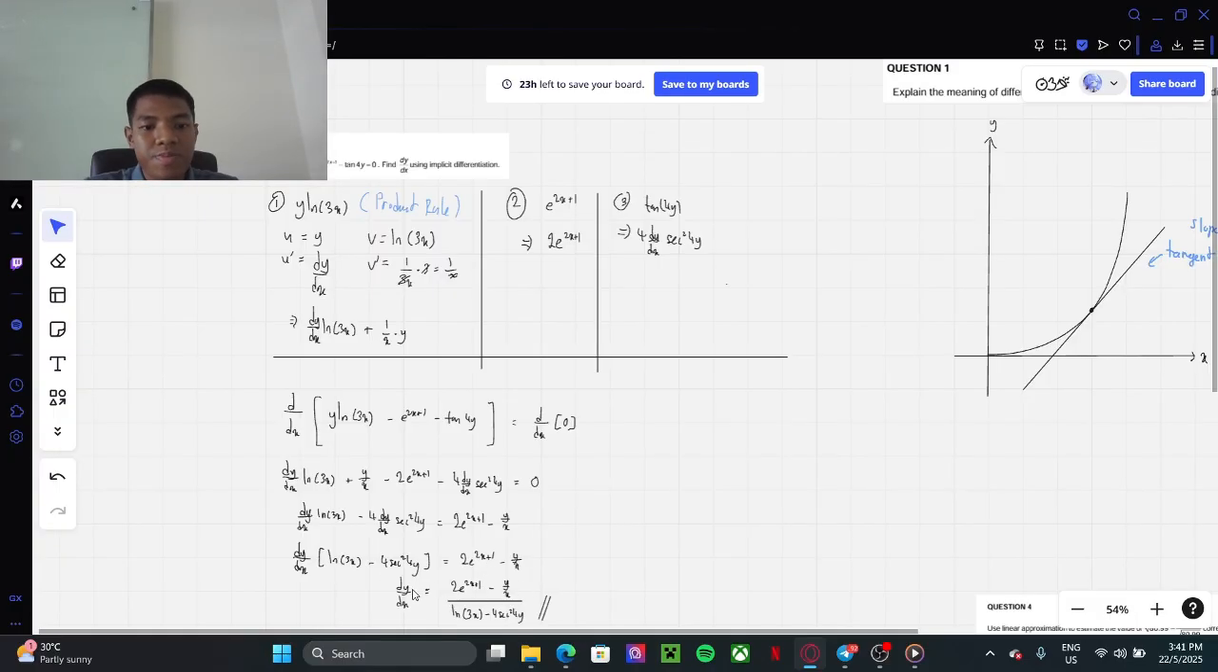So the answer will be dy over ds equals to 2e to the power of 2s plus 1 minus y over s, divided by ln multiply 3^s minus 4 sec power of 2 4y. So that's for today.